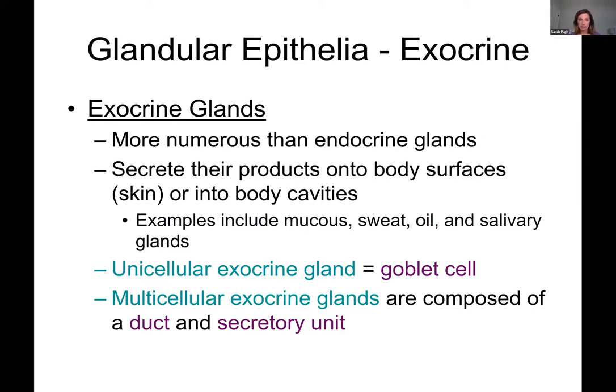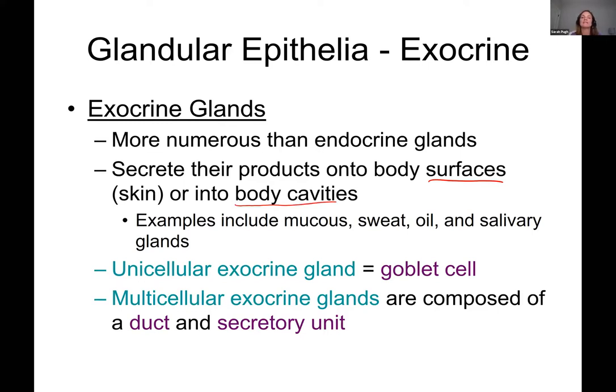For this chapter, for our purposes, we're going to focus a little more on exocrine glands. And I mentioned we'll talk about them here, but we'll also talk about them in chapter 5 when we do the skin. These are way more numerous than endocrine glands, and they're secreting their products straight onto the surface of the body or into open body cavities.